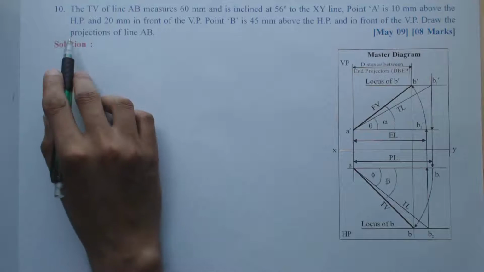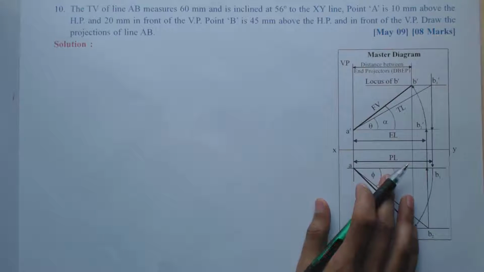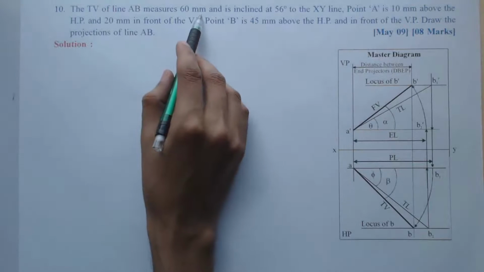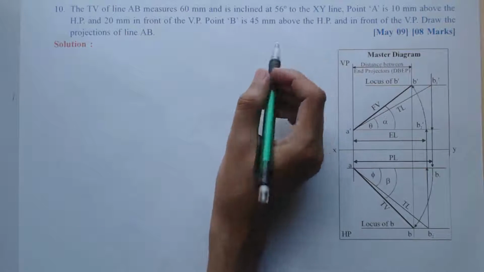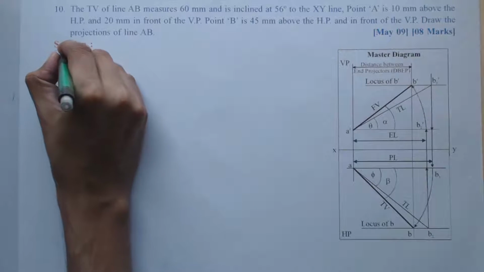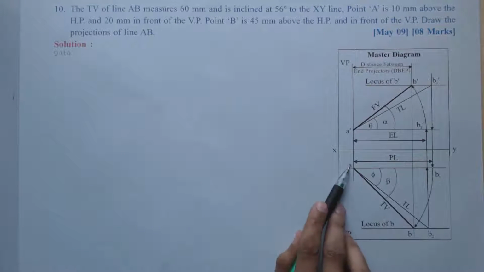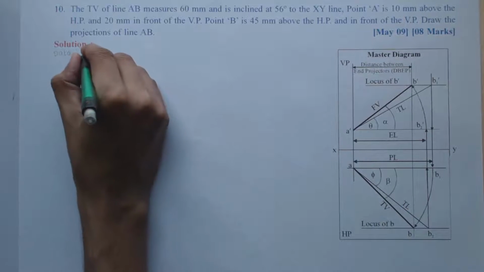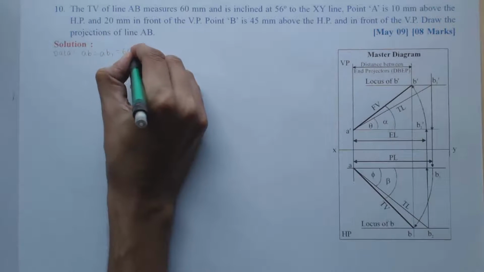Starting with the next question, which was asked in May 9 for 8 marks, we will represent the data as per the master diagram. The top view of line AB measures 60 mm and is inclined at 56 degrees to the XY line. So, top view length is given, which is 60 mm. From the master diagram, we know AB is also equal to the plan length AB1. So, I can write AB is equal to AB1, 60 mm.